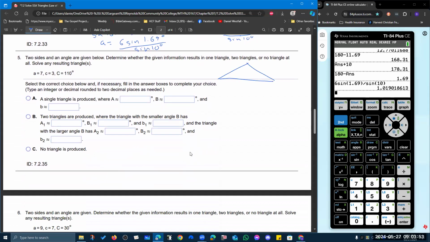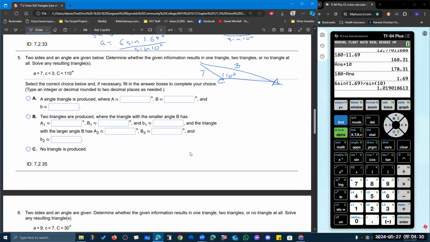Just draw a triangle here now with the given angle of C is 110 degrees. Given the obtuse angle, I know that it's not possible for me to have two triangles, because the other angle that I'm going to find with 180 minus this acute angle is also going to be obtuse, and I can't have two obtuse angles. So I'm going for either zero triangles or one triangle right now.